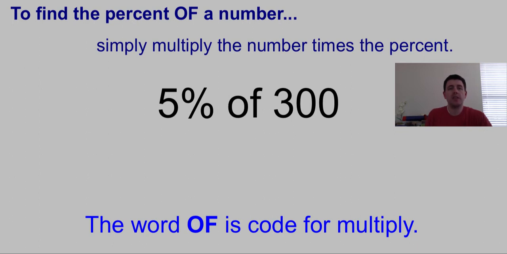So to find percent of a number, some of you might remember the trick. It simply means to multiply the number times your percent. The word of is really code for multiply. So when you see a problem something like this, 5% of 300, it's really code for 5% times 300. That's it. You're just multiplying those two together.